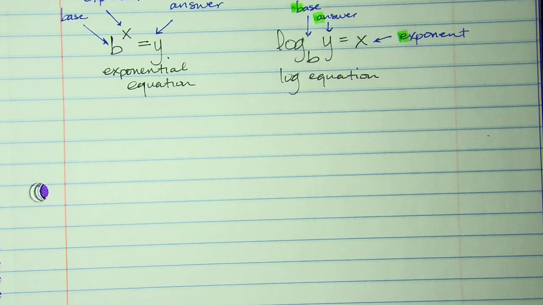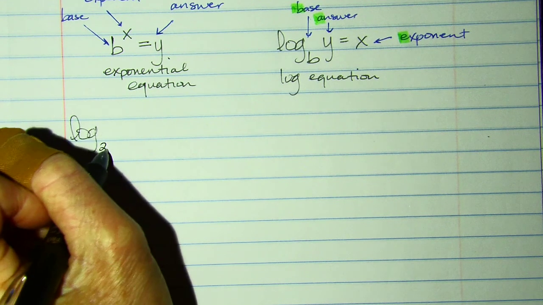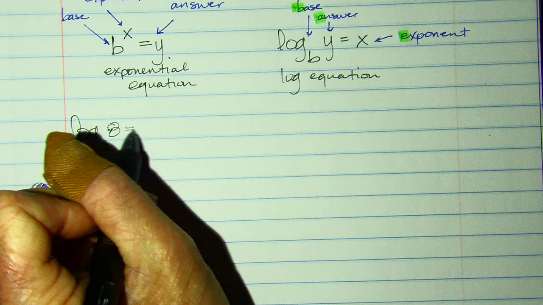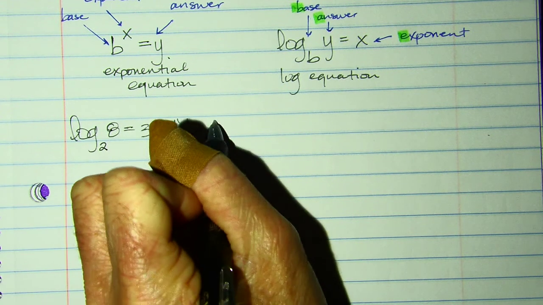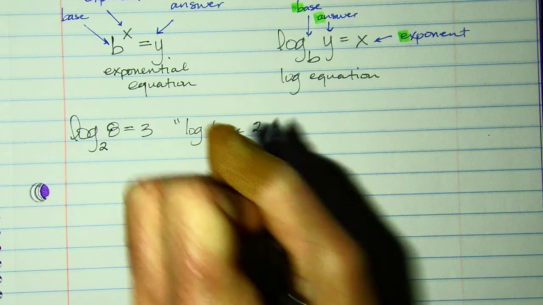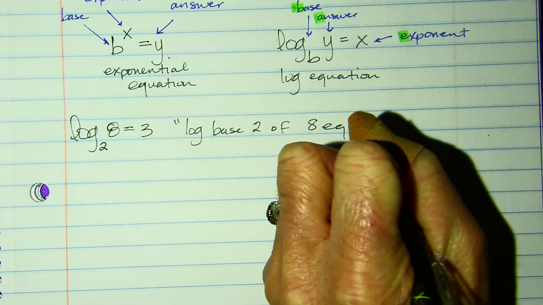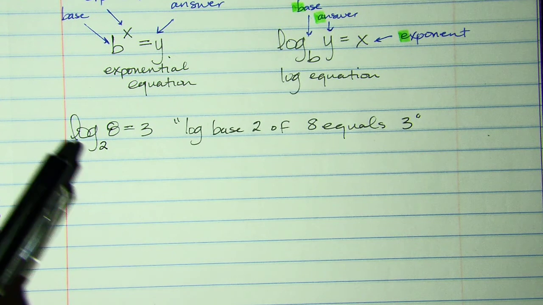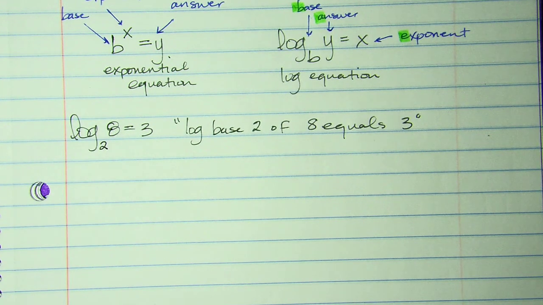I should also go over how to pronounce it. If I write log 2, 8 equals 3, you would say the log base 2 of 8 equals 3. So that's how you would pronounce a log. You would say log base 2 of 8 equals 3, if that comes up.